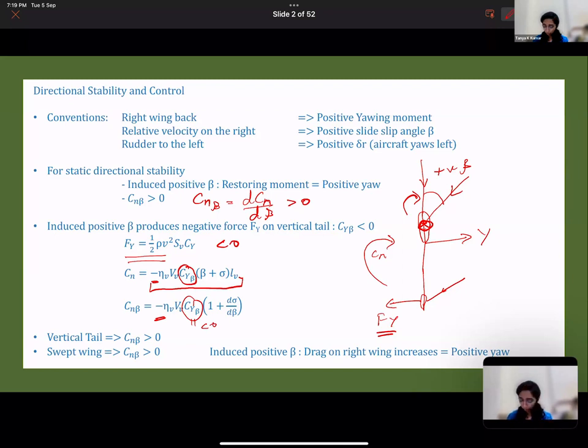Okay. Now, some of the structures on the aircraft that contribute towards directional stability are the vertical tail. We just saw that when it encounters a positive beta, it produces negative force, which in turn gives you a positive Cn, which is what we require. We require Cn beta. Now, for the longitudinal case, what was the only condition for stability? Longitudinal static stability, single condition. What was it?